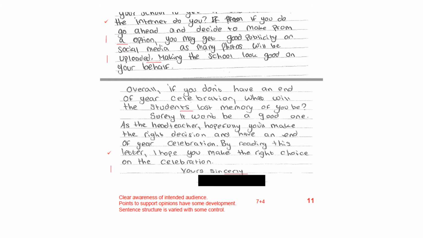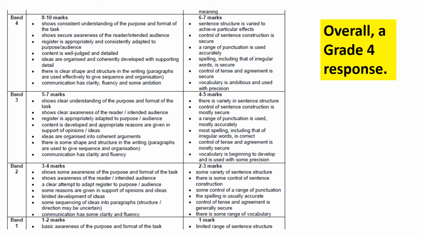So yes, there are some errors here. There are some grammatical errors, 1 or 2 spelling mistakes, and 1 or 2 apostrophes missing. But overall, the exam board found there's awareness of intended audience, points to support opinions have some development, and sentence structure is varied with some control. This will get 11 marks out of the possible 20, so just over the halfway mark. If we now take another look at the exam criteria, you can see this comes out as an overall high grade 4 response, just over the halfway mark on the marking criteria.